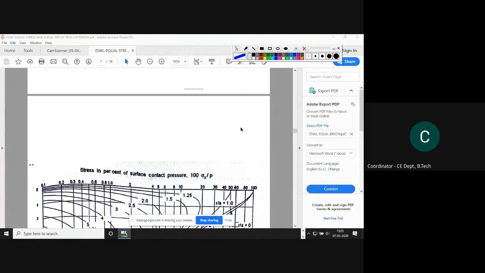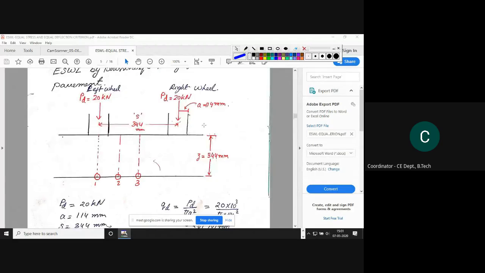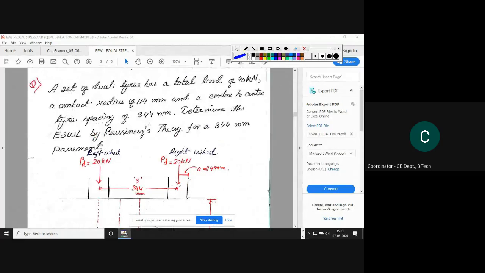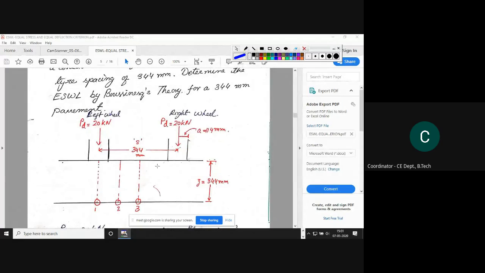So how we will calculate? For this, first draw the chart. Draw that dual wheel combination with whatever details they have provided. So they said that dual wheel will carry 40 kilonewton. So each wheel will carry how much? Only 20 kilonewton. So PD is here 20. A, as I said, this is the contact radius. It is provided 114 mm. And S, this is the center to center spacing, given as 344 mm. And Z they have provided. Z is 344 mm.